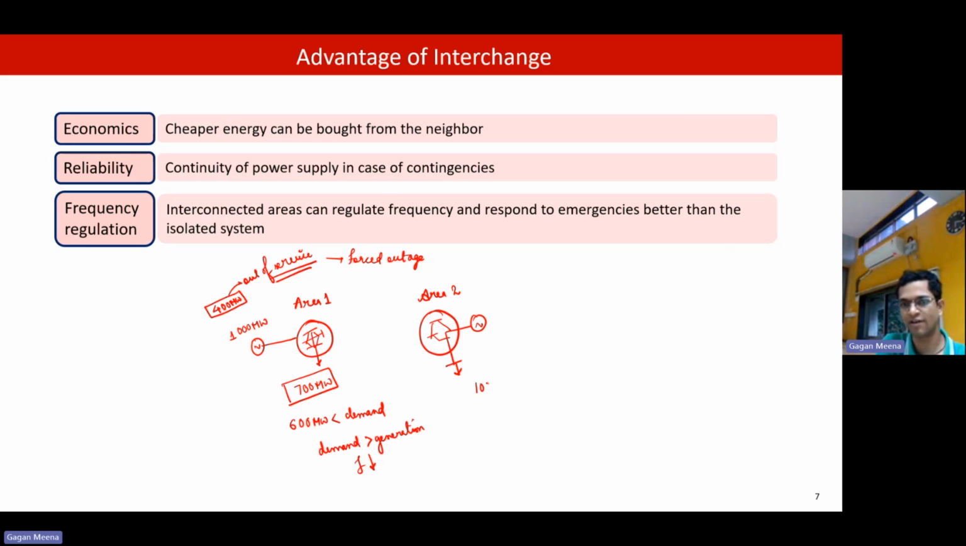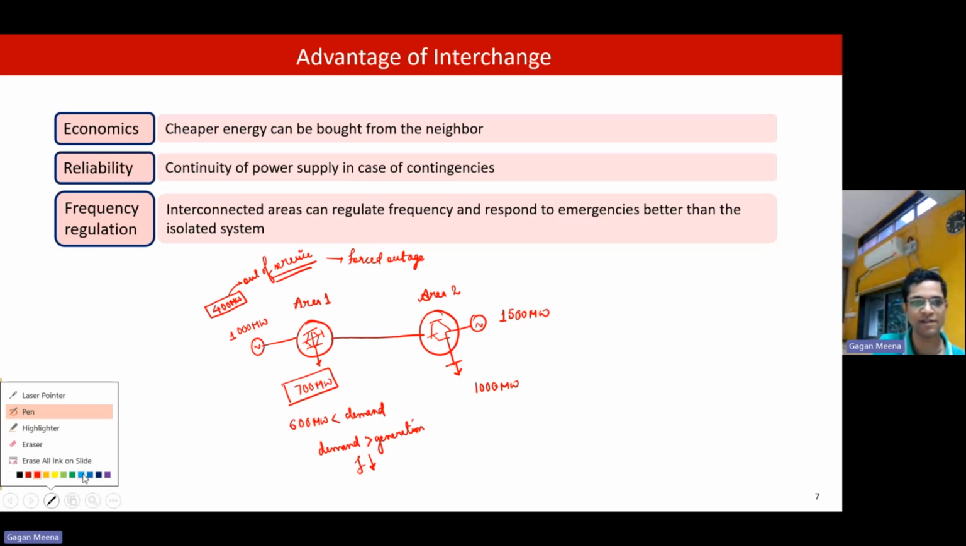Area 2 was serving a load of 1000 megawatt and it has a generation capacity of, let's say, 1500 megawatts. Okay, it can be less also. Now, area 2 is also able to meet the demand successfully. If these two areas are connected, then in case of this forced outage of the 400 megawatt generator, this load can still be satisfied. How? By an interchange of 100 megawatt from area 2 to area 1.